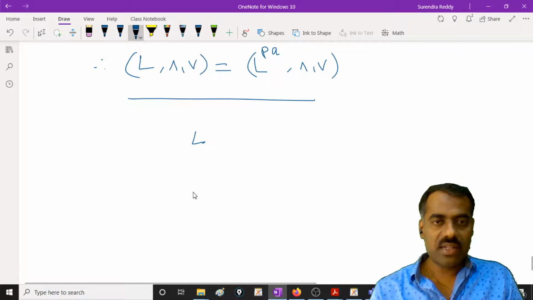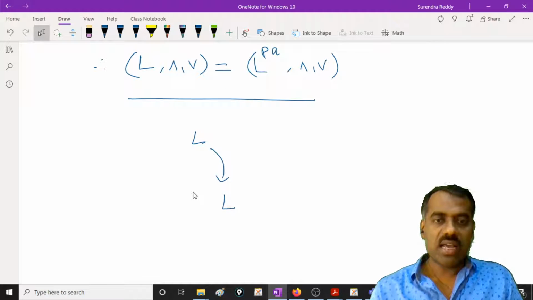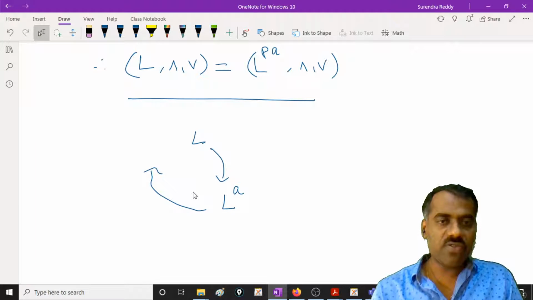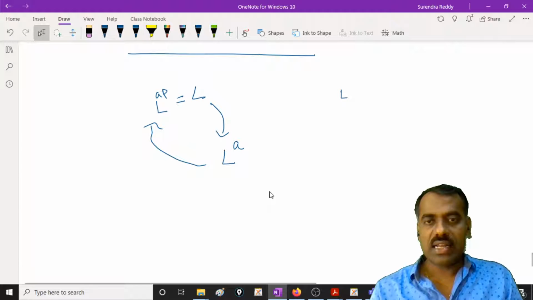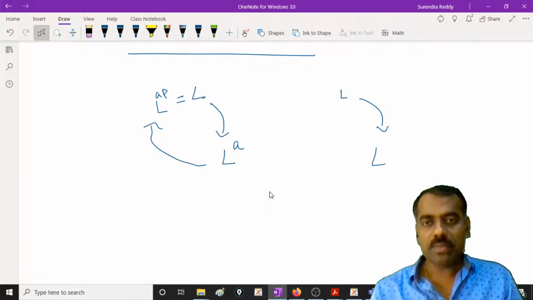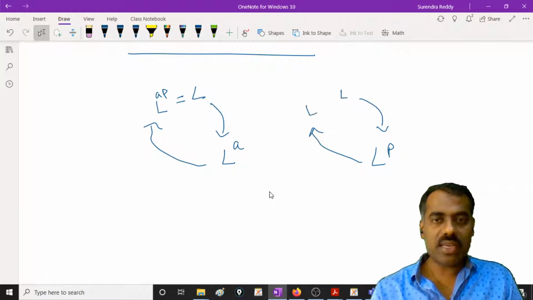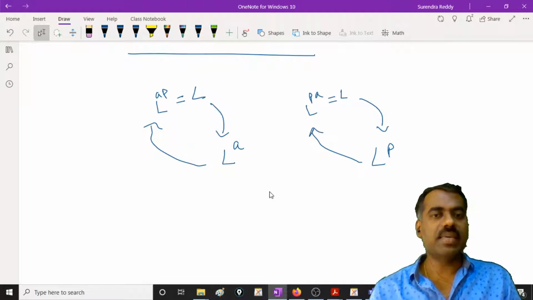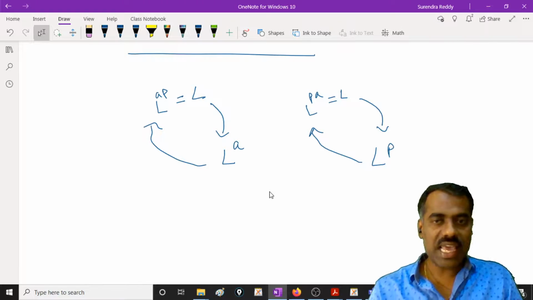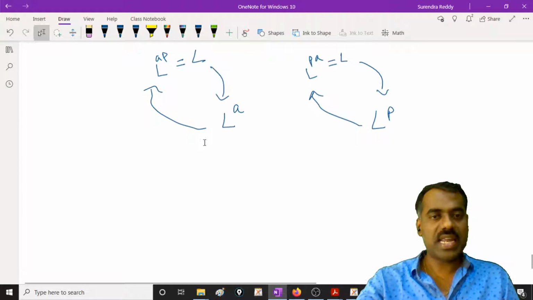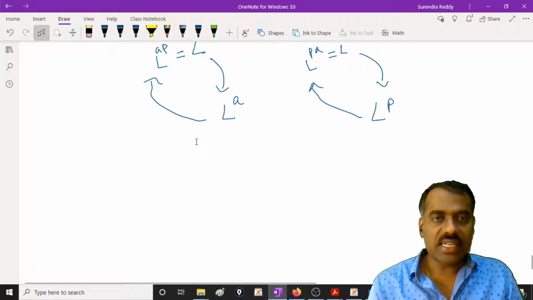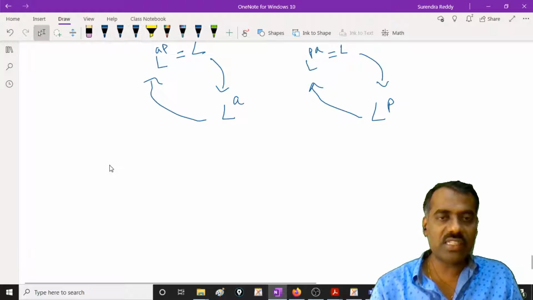So from L you go to LA, and from LA if you go to LAP, what you get here is the same as this. Similarly you have L, then if you go to LP, and from LP if you go to LPA, they are actually the same. Is this diagram clear? It's just like a cycle. From one place if you go and come back, it is the same, right? This is all about two nice, interesting, equivalent definitions of a lattice, and how you can go from one place to the other.